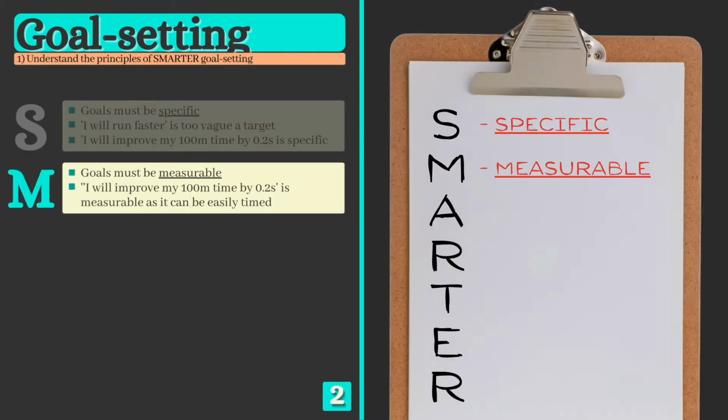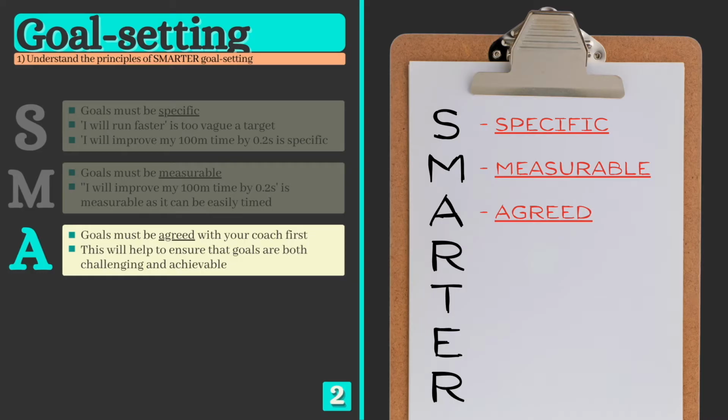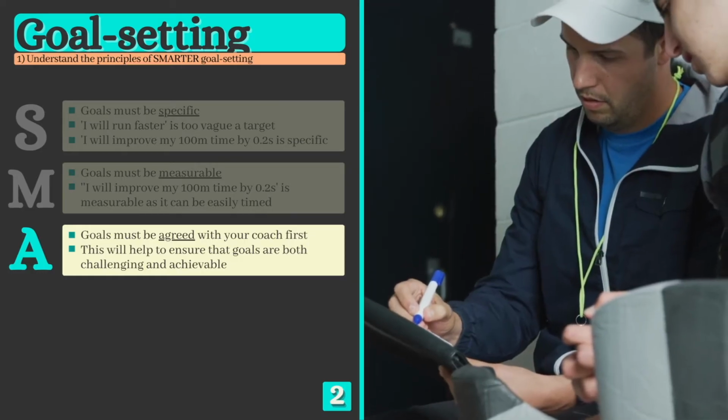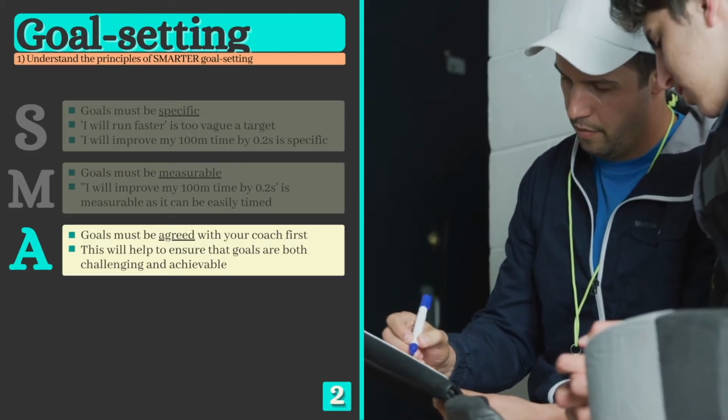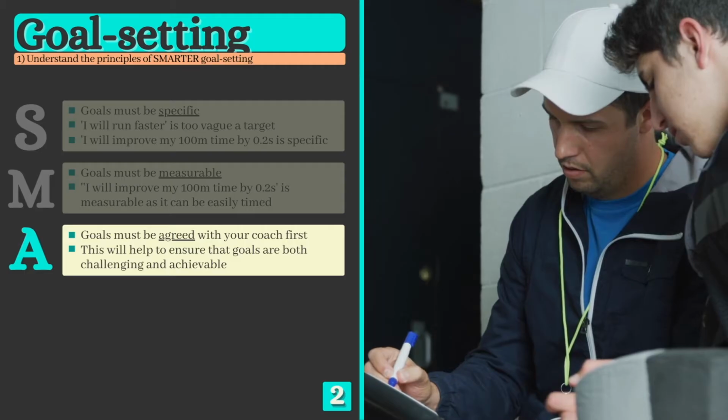You also need to make sure your goals are measurable, or you won't know whether you achieved them or not. "I will improve my 100-meter time by 0.2 seconds" is measurable, as it can easily be timed. A goal should also be agreed upon before plans are made to work towards it. You should sit down with your coach to discuss and agree on your targets, as they need to be both challenging and achievable if progress is to be made.